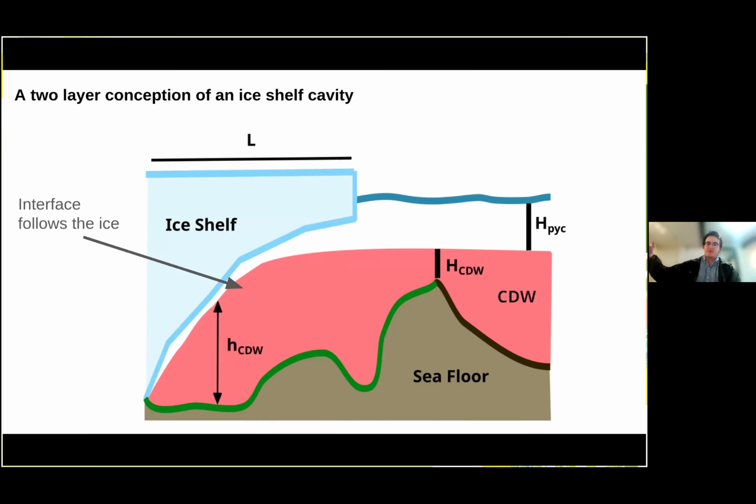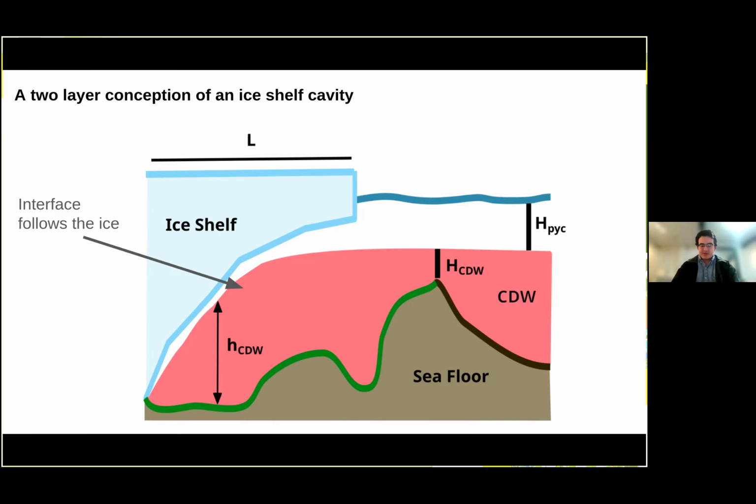And we have in red this CDW layer that comes in from offshore on the right. And then it's going to run just about flat until it hits the ice shelf face and is deflected down to the grounding line. And that's something we see in models and to some extent in observations. And that's because, where the CDW does make contact with the ice, it drives vigorous melt and a boundary layer forms. And so the CDW layer is deflected downwards.